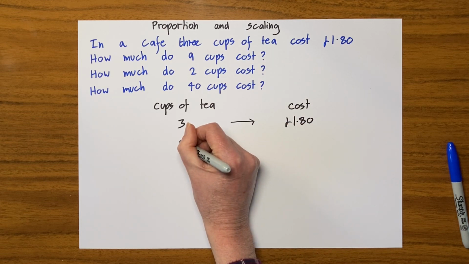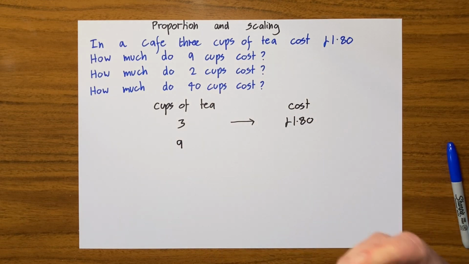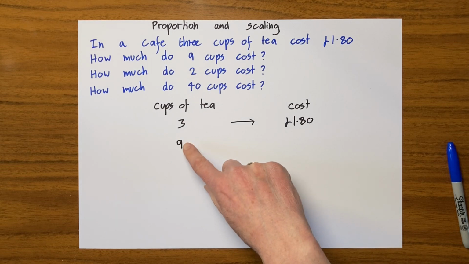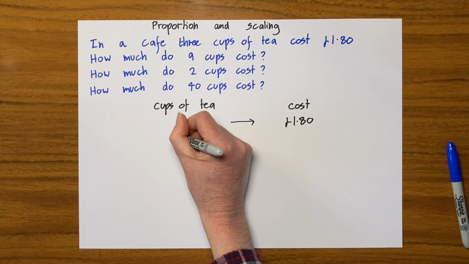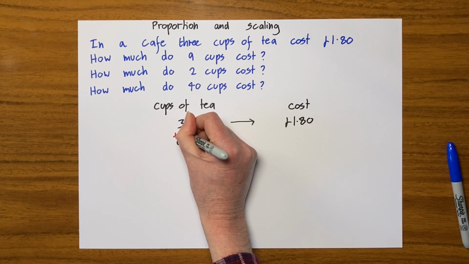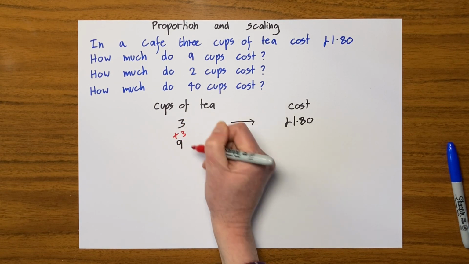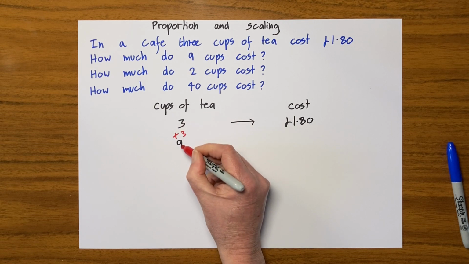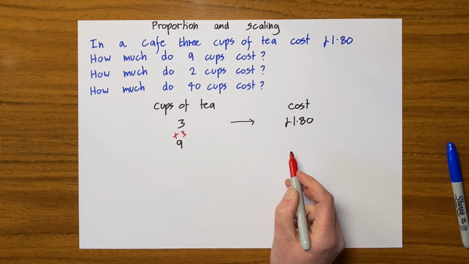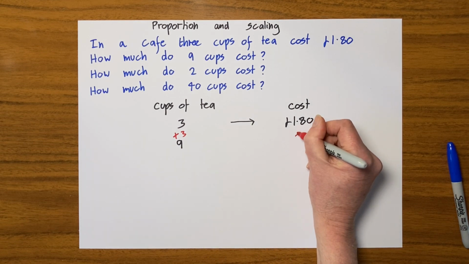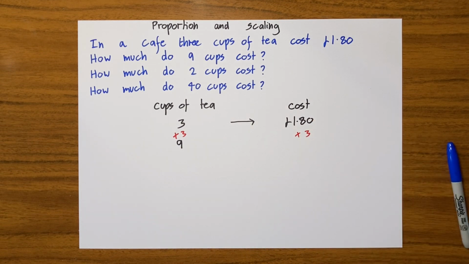Well, if I look at 9 cups straight away, I think to myself, how many times bigger is 9 than 3? 9 is 3 times bigger than 3. 3 times 3 is 9. So 9 cups must cost 3 times as much as 3 cups, so I need to multiply this by 3. Now, I've made a couple of mistakes recently doing some of these videos, which is a lesson to me not to rely on mental math.